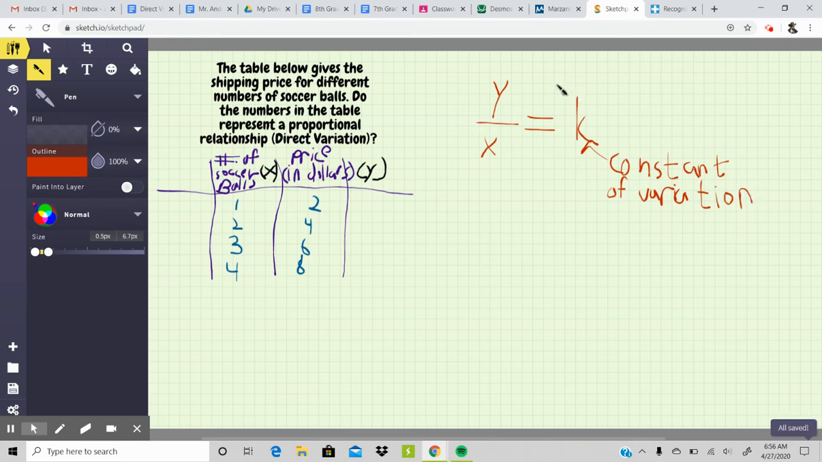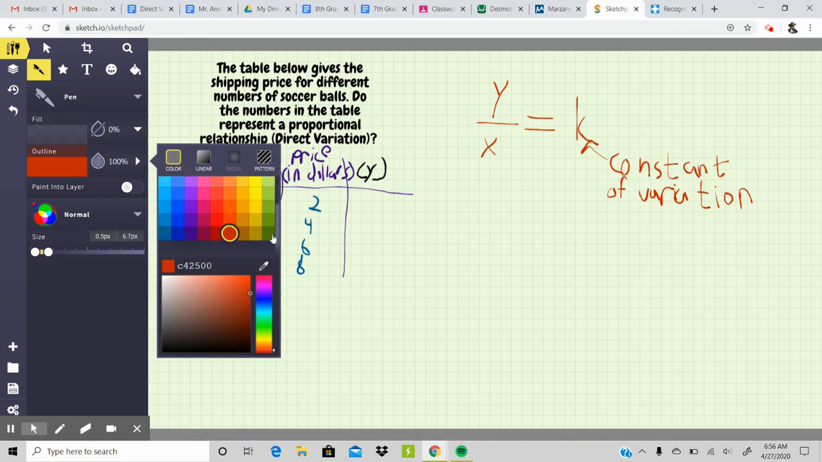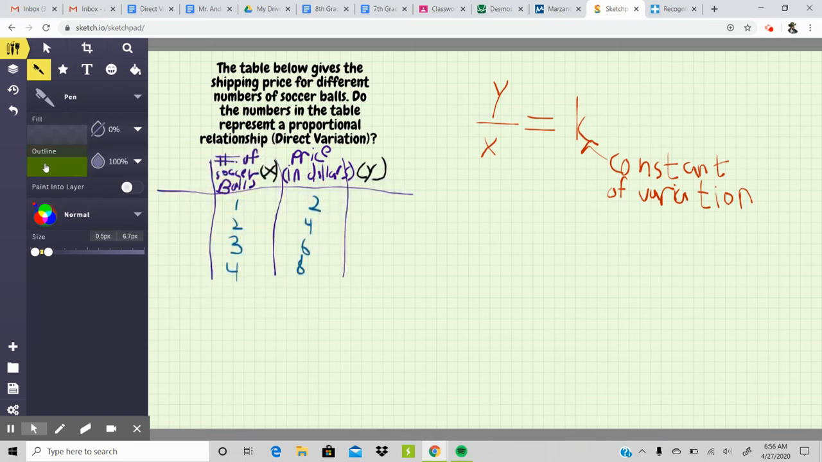All right. So every single time I take the y variable and divide it by the x variable, I should get the same number, and we call that number the constant of variation when it's a proportional relationship or a direct variation. So I'm just going to check in my table really quick if this is a proportional relationship or not. And then we can interpret what that means.